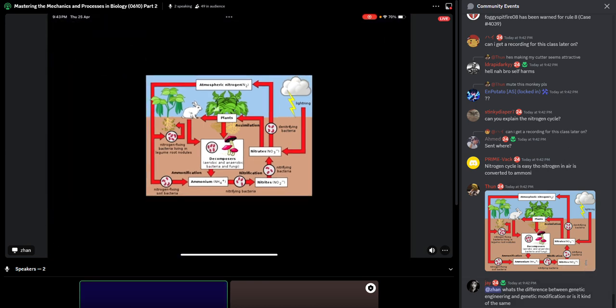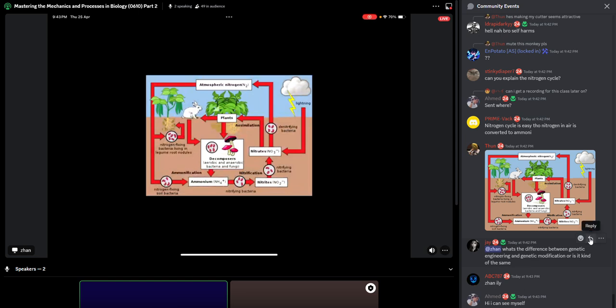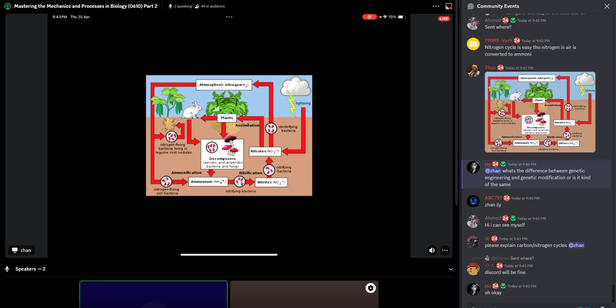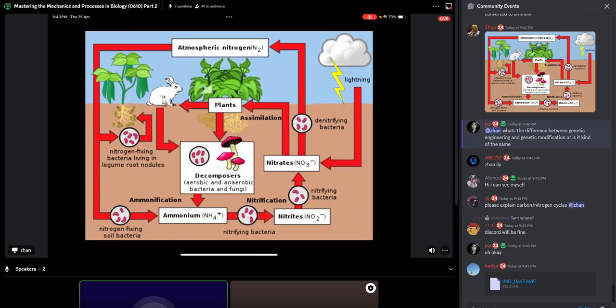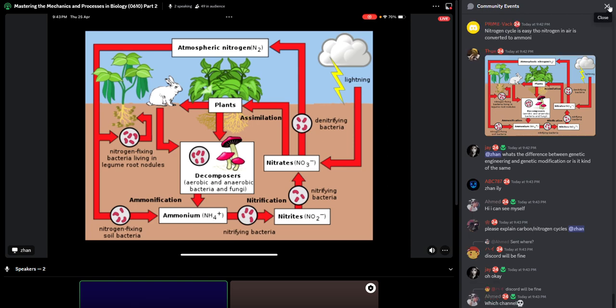What is the difference between genetic engineering and genetic modification? Same thing. Genetic engineering and genetic modification is the same thing. Okay, all right, let's see this diagram. Trust me, the nitrogen cycle is very, very easy. Sometimes I'm a bit confused how you guys are confusing yourselves. Let's try not to confuse. Do it one by one.